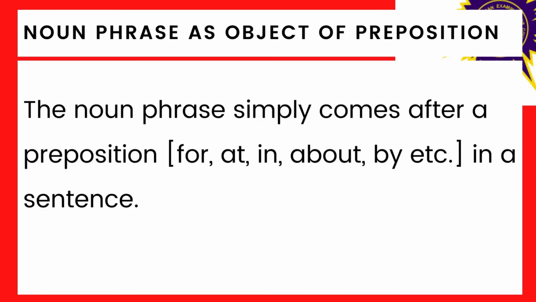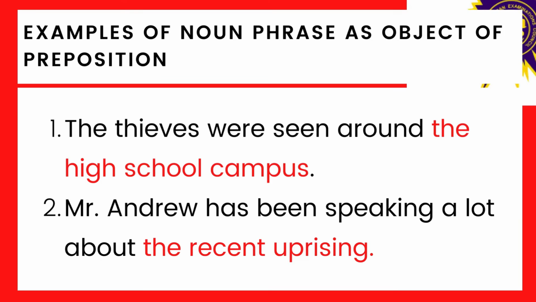Our next function of a noun phrase is simply that a noun phrase can also function as an object of a preposition. In this case, we are saying that the noun phrase simply comes after a preposition. Examples of prepositions are for, at, in, about, by, and others. Can you write down some examples of prepositions? Do try. Let's look at these examples.